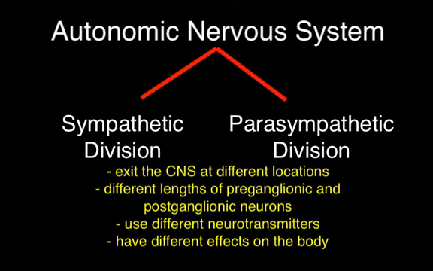The autonomic nervous system can be subdivided into the sympathetic nervous system and the parasympathetic nervous system. There are several differences between these two divisions. These differences include where their motor neurons exit the central nervous system, the length of the preganglionic and postganglionic fibers, what neurotransmitters are used at each synapse, and what effect they have on the body. This segment will describe each of these differences.